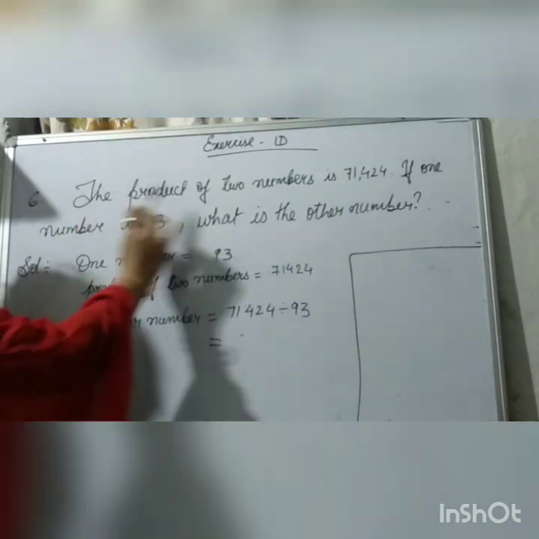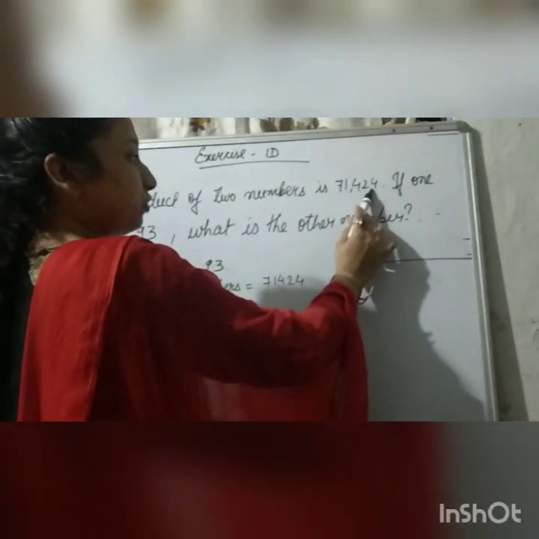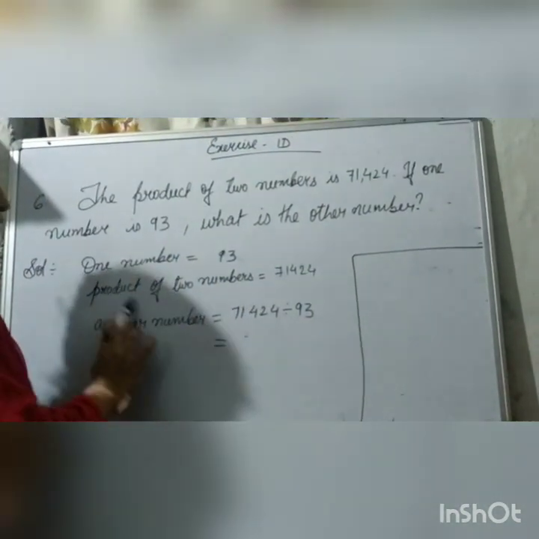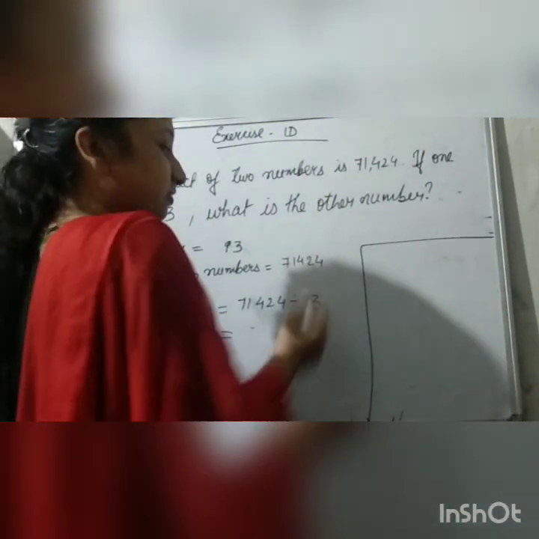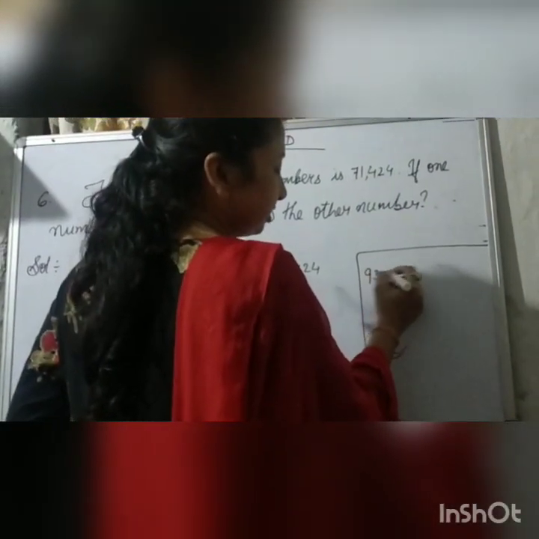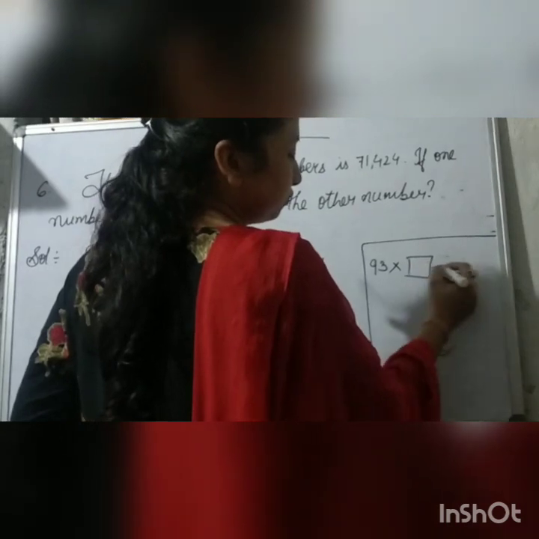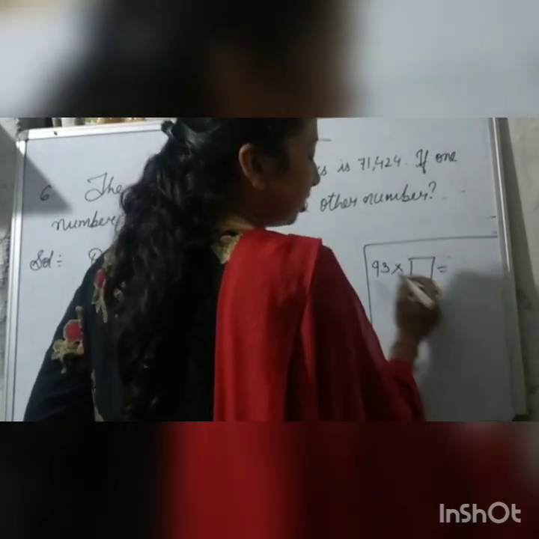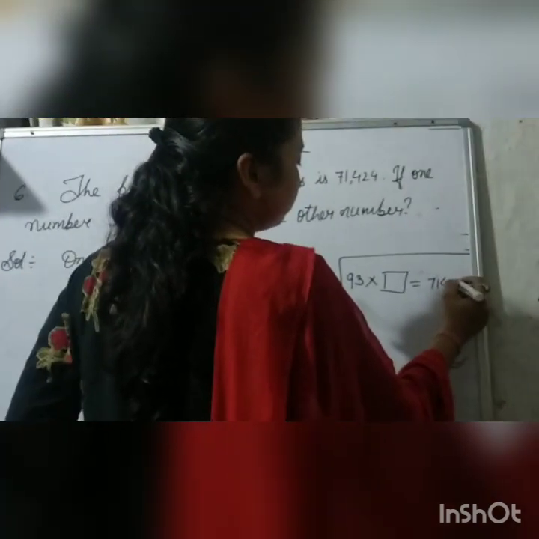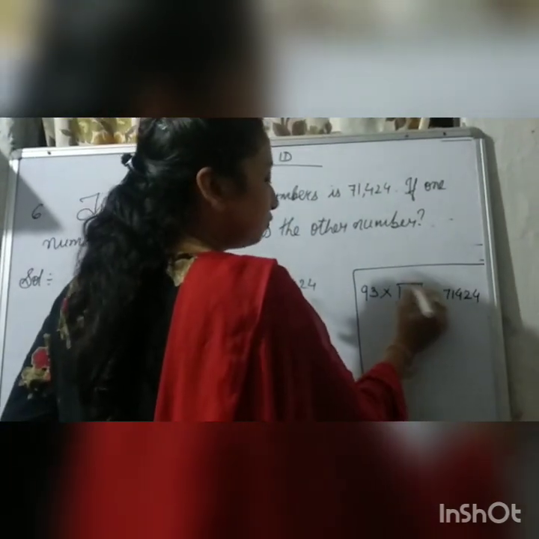Question 6. The product of two numbers is 71,424. If one number is 93, what is the other number? So here one number is equal to 93 and the product of the two numbers is 71,424. That means if one number is 93 and the other number we don't know, we have to find it. The multiplication of these two numbers is 71,424.